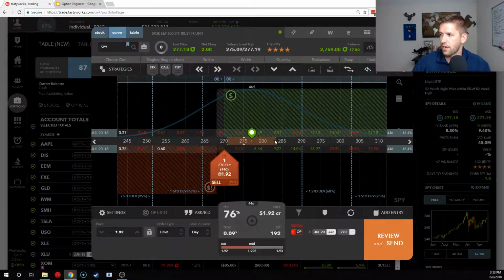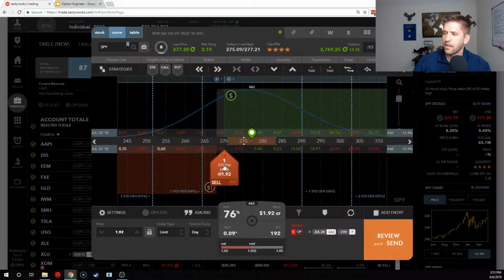That's how normal curves kind of work. But then as you go over this way, this is 1 standard deviation. So there's a 68% chance that the S&P is going to land between these bars, and a 95% chance that the S&P is going to land between these bars, at like 252 and 303 maybe. But this is where the stock price currently is.